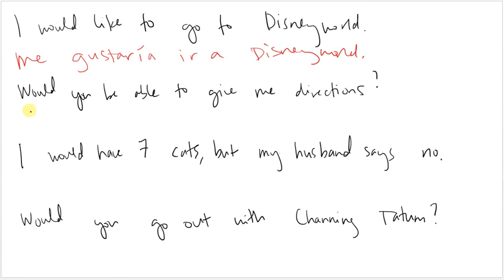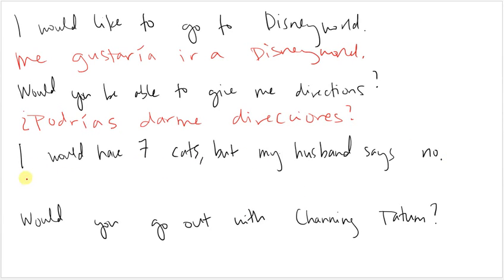The next one is also very common. So, would you be able to give me directions? Or could you give me directions? So, you need the conditional of poder. And remember, poder is irregular, so it goes to podr-. And then you have the conditional endings. So, podría. And then it's you. So, podrías is would you be able to? And then give me, darme, direcciones.